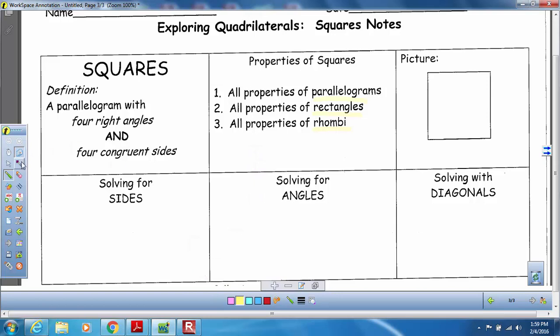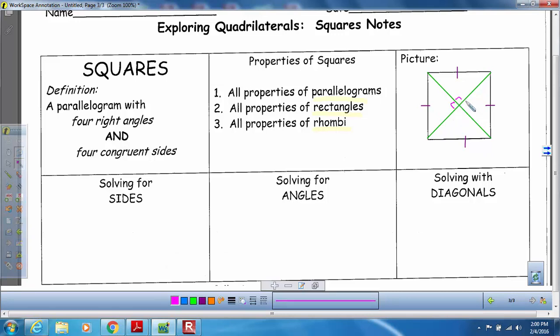So that means that all my sides are equal. It means that my diagonals, when drawn, form 90-degree angles and they bisect each other. So I would have 90-degree angles at all of these. I would know that these are bisected, so this would equal this, would equal this, would equal this.